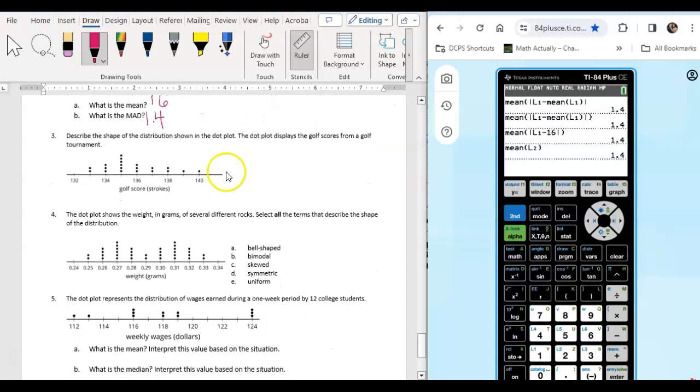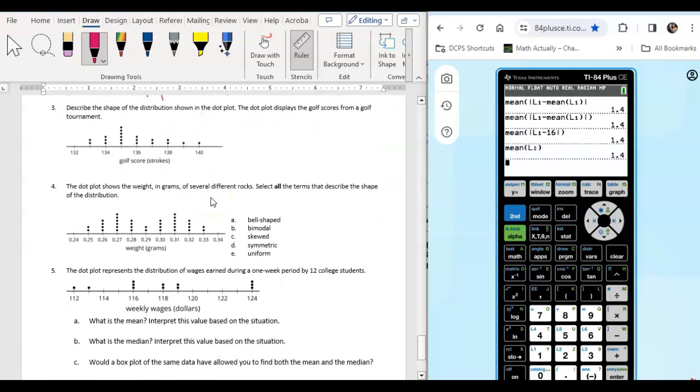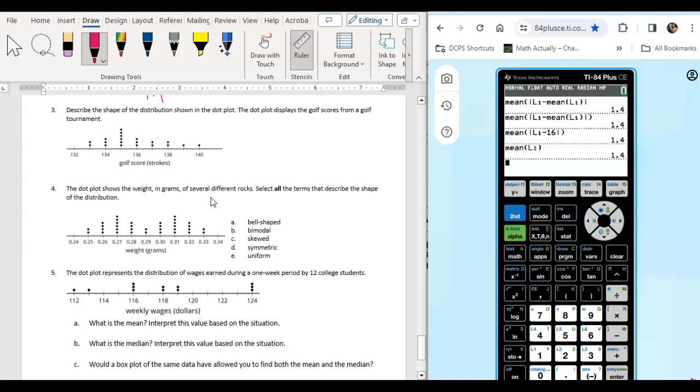All right, so number 3 says describe the shape of the distribution shown in the dot plot. Well, in this case, less of our data is on the right, more of our data is on the left. So this would be right or positive skewed. Because there's less data on the right, that right side is going to pull the mean up, even though the median will be on the left.